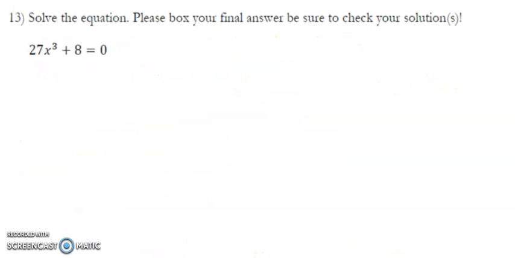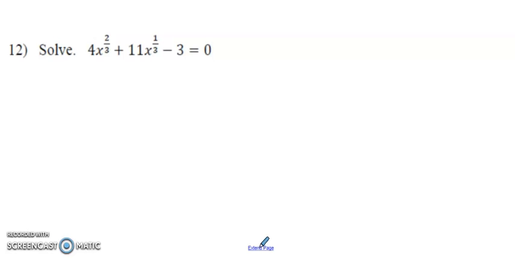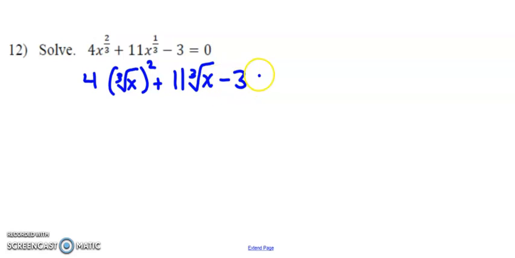All right, solve the equation. Oh wait, I forgot number 12. Sorry, number 12 is way down here. Solve for x: x to the 2/3 plus 11x to the 1/3 minus 3. Some students view this as, okay, well, 1/3 means the cubed root and 2/3 means the cubed root squared. That's a good way to think about this.